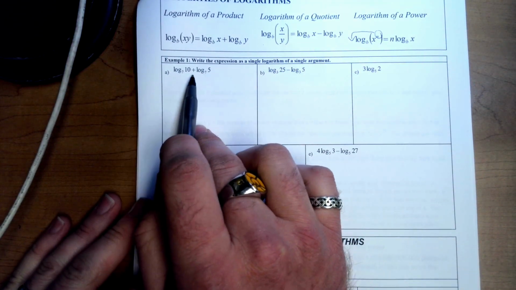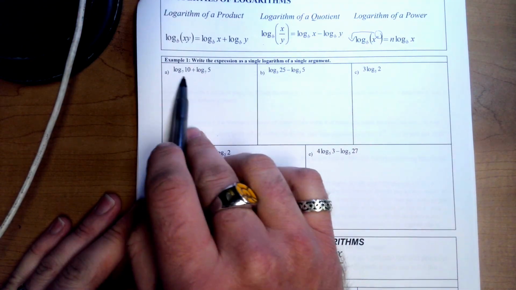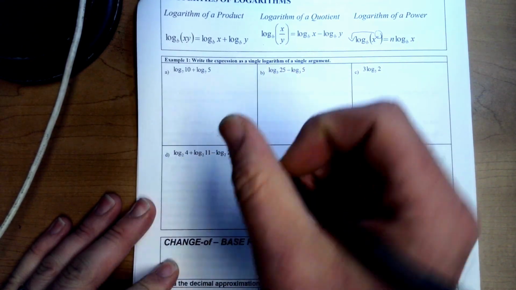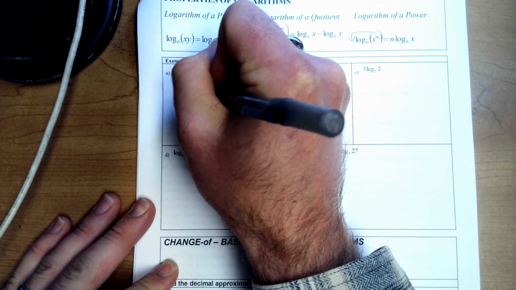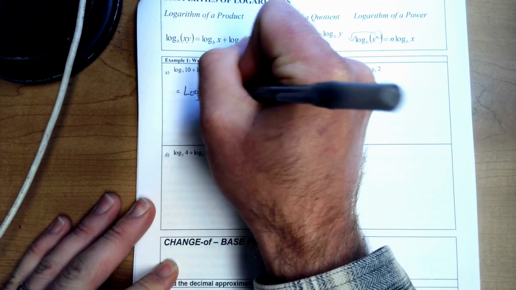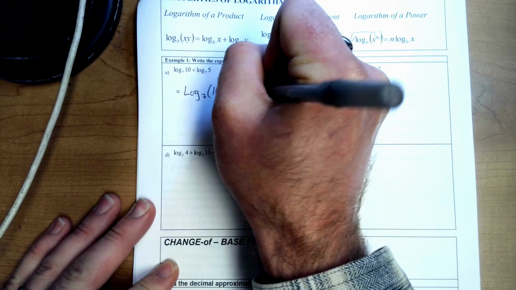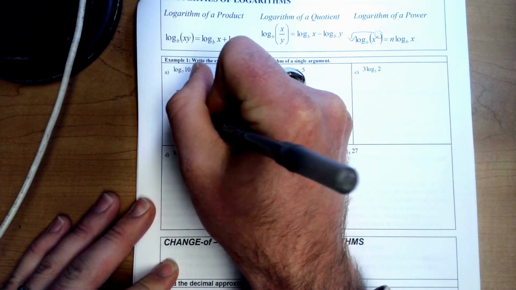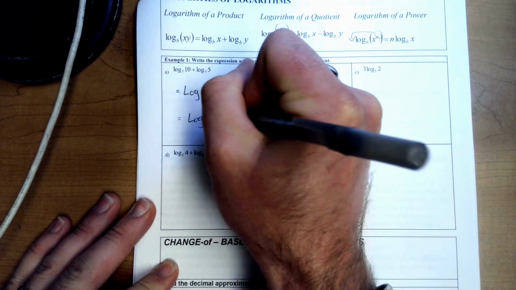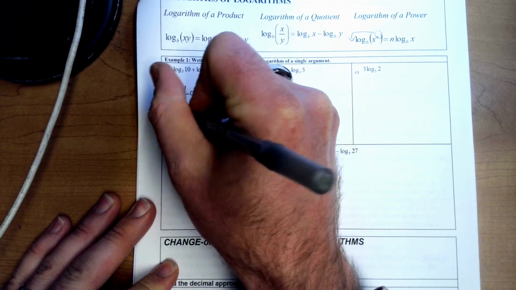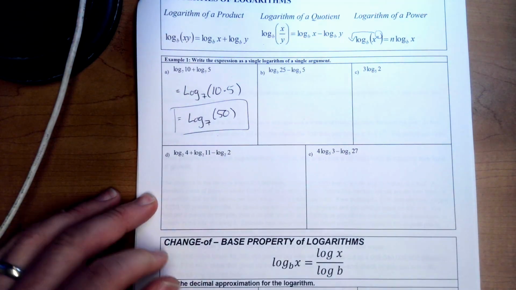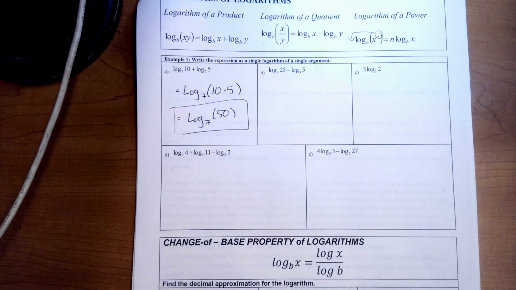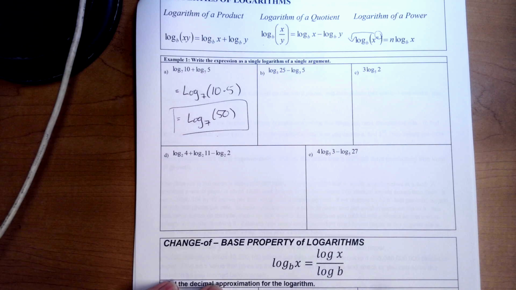So the log base 7 of 10 plus the log base 7 of 5, because that's addition, we can multiply the arguments. This is really the log base 7 of 10 times 5, and 10 times 5 is 50. They didn't ask us to get a decimal, they just asked us to write it as a single log with a single argument, and no multiplication.